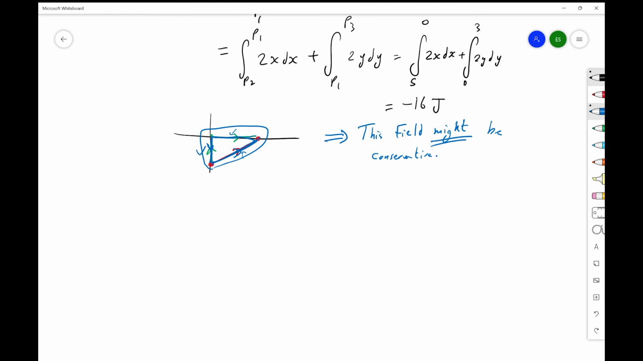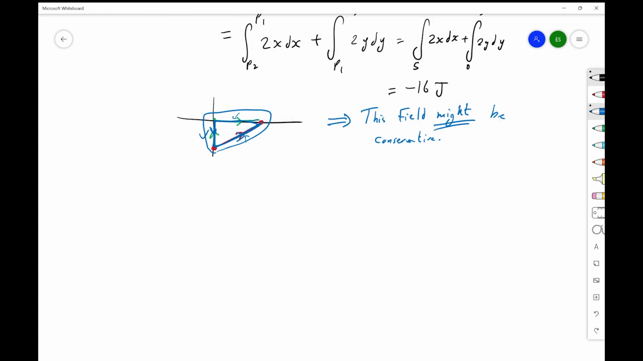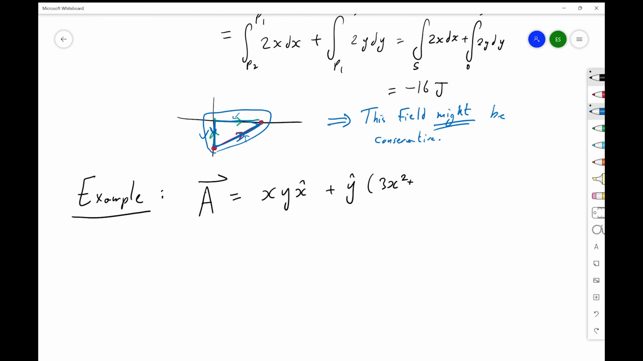Okay, so next example is about calculating the circulation of a vector field. So let's say I have a vector field A, xy x hat plus y hat (3x squared plus y), and I want to calculate the circulation of, again, this is all in 2 dimensions. There is no z dimension at this point. I'm using Cartesian coordinates, and the path I want to calculate the circulation on is the unit circle.